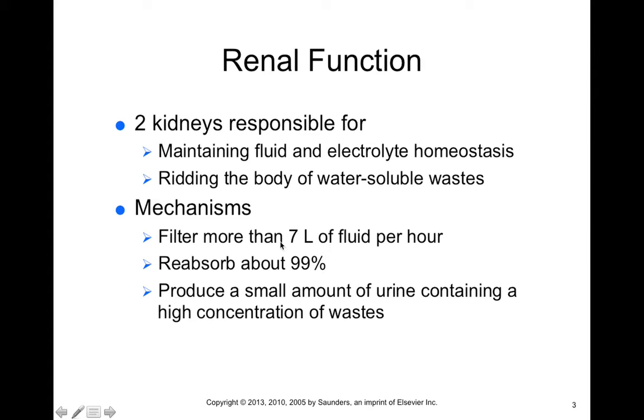This is more than your entire blood volume on average. And of that 7 liters that's filtered per hour, most of that's reabsorbed. 99% of that or more is reabsorbed. And so what the kidneys can do then is produce a small amount of urine that's highly concentrated in wastes. That way we can hold on to a majority of the volume of that fluid and electrolytes, but then deliberately help eliminate some of the wastes from blood.